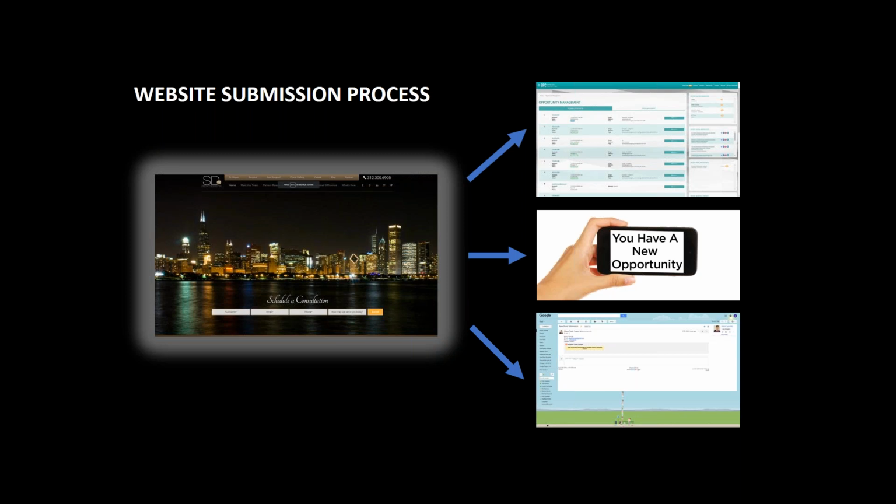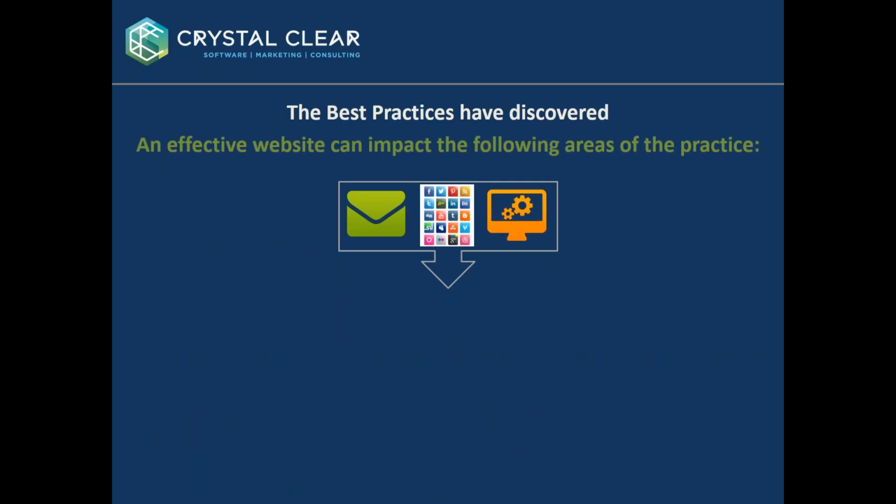So who is this between? Your website now is operating as like a virtual medical office between three types of people: the practice, the patient, and a software. All powerful stuff. We found that the best practices execute that, and their lead generation grows. It's exponential because they're doing this in an automated fashion. There's a clear process from the website to capture leads. Now, in addition, the best practices have discovered an effective website can impact the following areas of the practice.